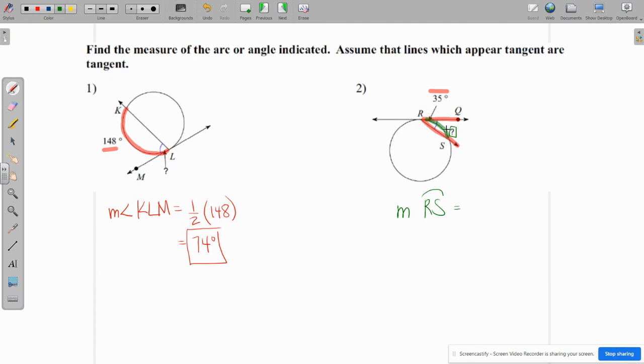And I know that this arc's measure should be double that of this angle. So we would want to take 2 and multiply it by 35 degrees. So that would be 70 degrees. So our missing arc measure is 70 degrees.